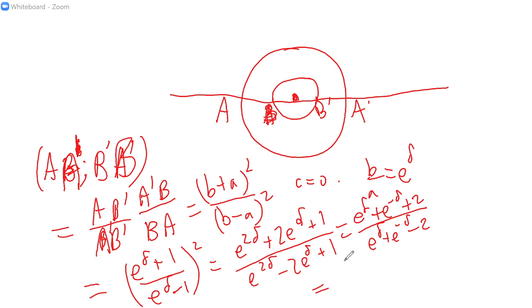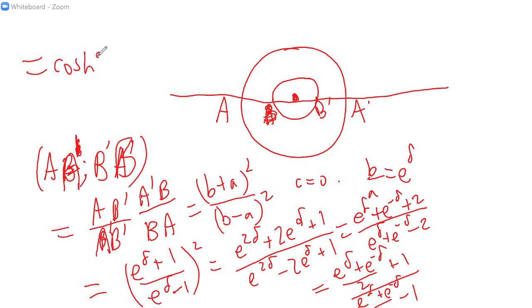Okay, so you can kind of see where we're going with this. e^δ plus e^-δ on 2. So then we divide everything by 2, right? So what we have is that this is equal to cosh δ plus 1 and cosh δ minus 1. Yeah? Okay.